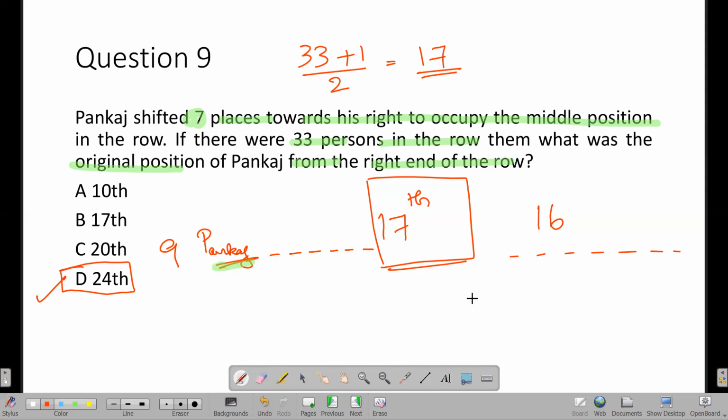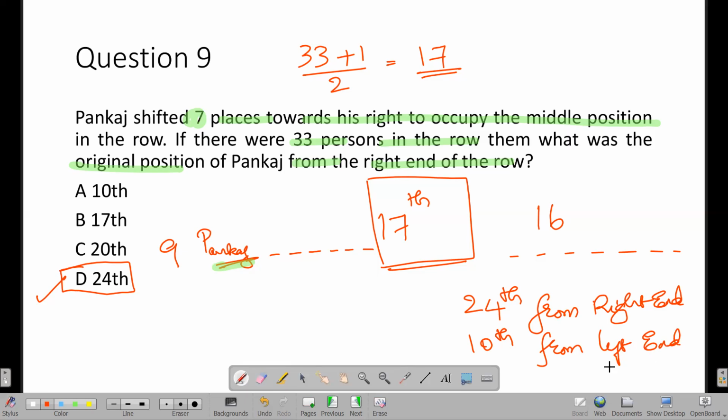I can consider Pankaj is 24th from the right end, and this guy you can consider is 10th from the left end. Like this, it will come. That is 24th from the right end, 10th from the left end. Got it? So make a note of this. We are asked to find from the right end what is that position. So you should mark option D as your answer choice. All right. Now let's go to the next question.